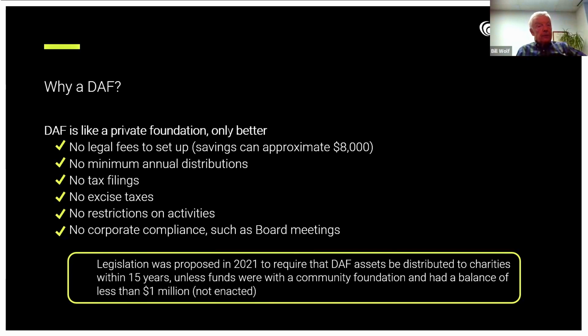And lastly, there's no corporate compliance. So just like any other corporation, a private foundation has to have board meetings, register with the state of California, pay certain fees to the state of California. None of that corporate compliance.